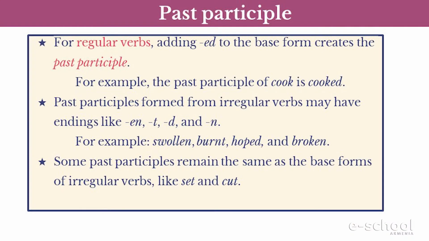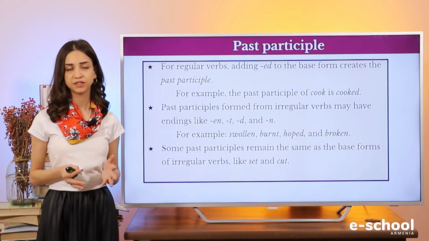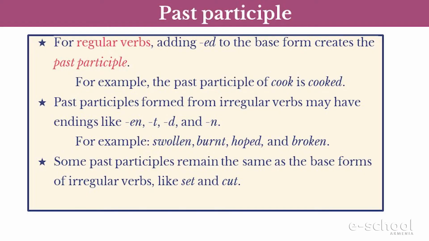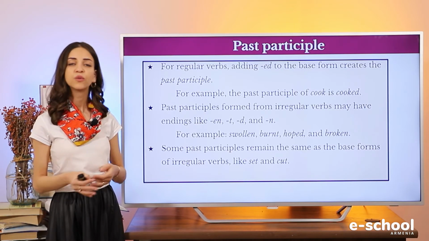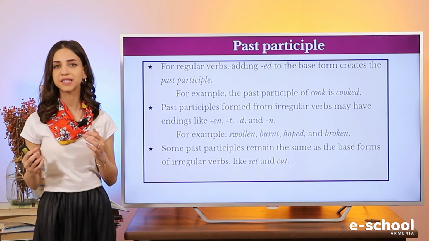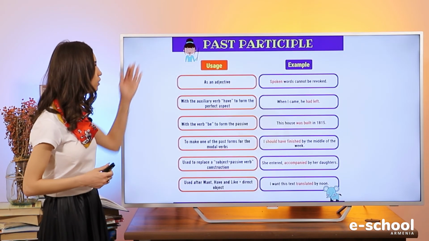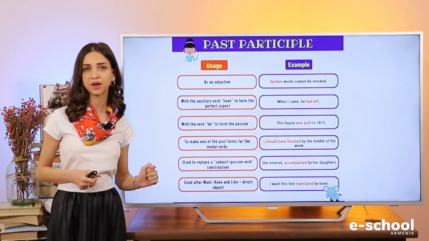Next, past participle formed from irregular verbs may have endings like en, t, d, and n. For example, swollen, burnt, hoped, broken, and many others. So, some past participle remain the same as the base forms of irregular verbs, like sat and cut. So, we have cut, and the past participle is cut. We have sat, and the past participle is set. Now, let's understand the usage of past participle.